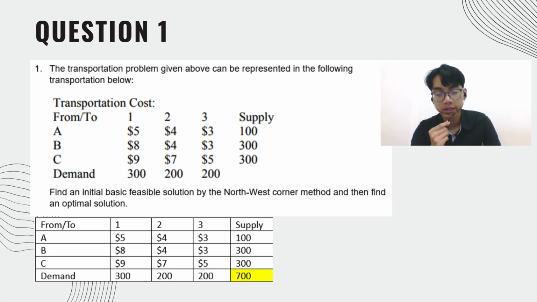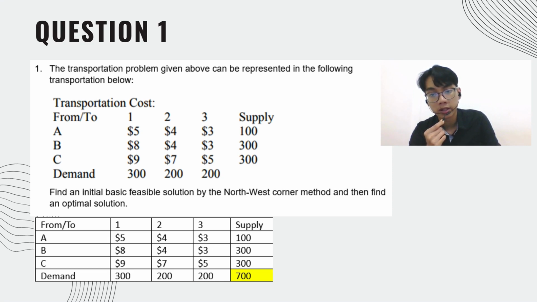Today I am presenting question 1, which is the transportation problem given. The above can be represented in the following transportation table below, which is like this one. In this question, they ask for the initial basic feasible solution by the northwest corner method, and then we need to find an optimal solution.